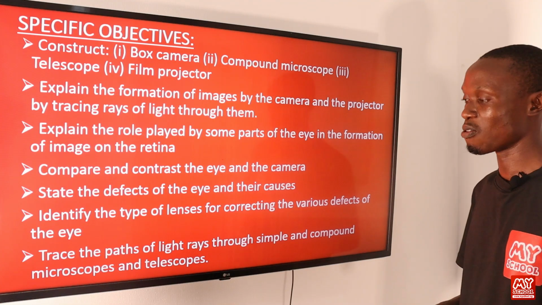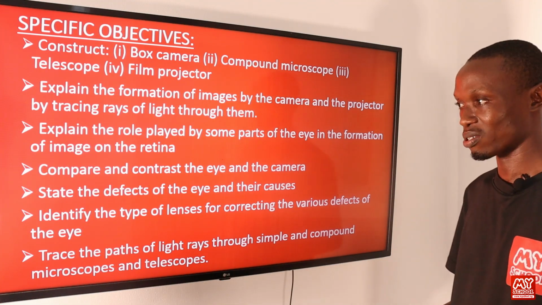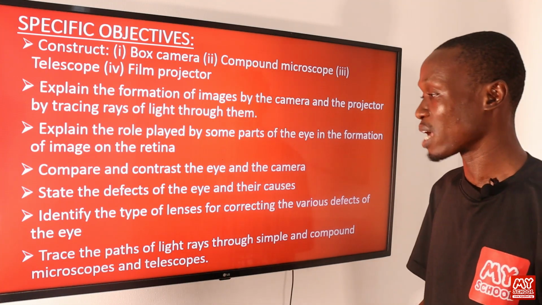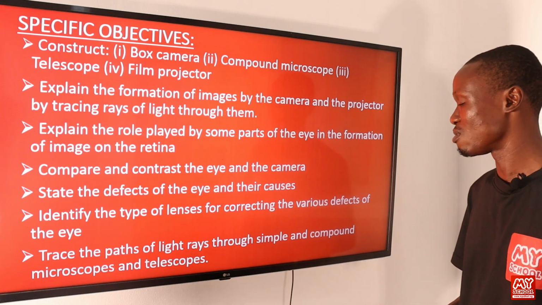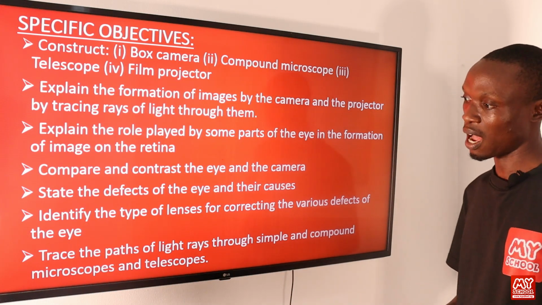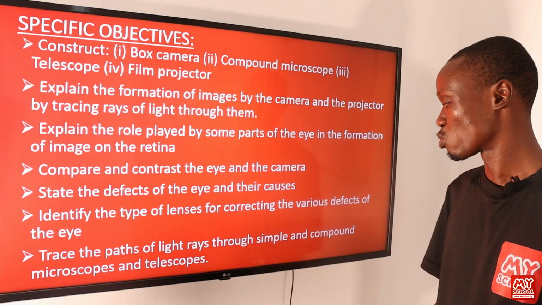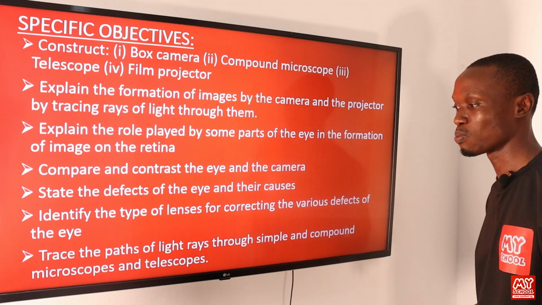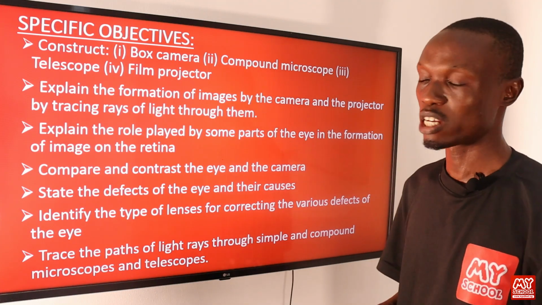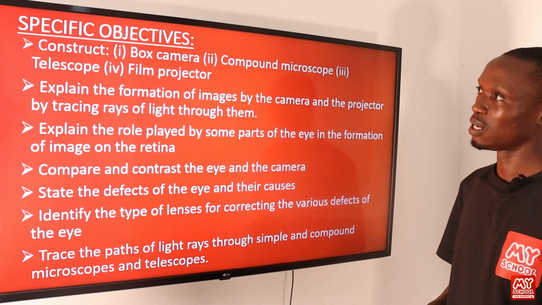Then 5: state the defects of the eye and their causes. Then 6: identify the type of lenses for correcting the various defects of the eye. Then the last but not the least, trace the paths of light rays through simple and compound microscopes and telescopes. So let's begin with our lessons.